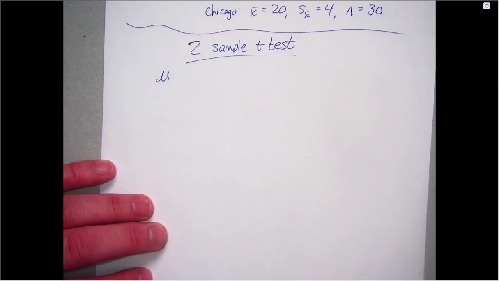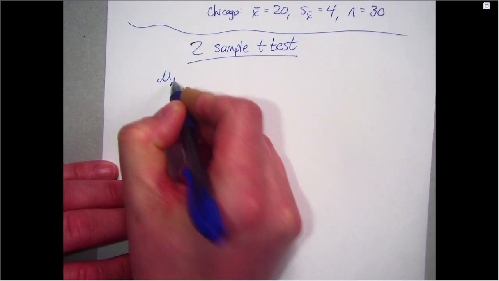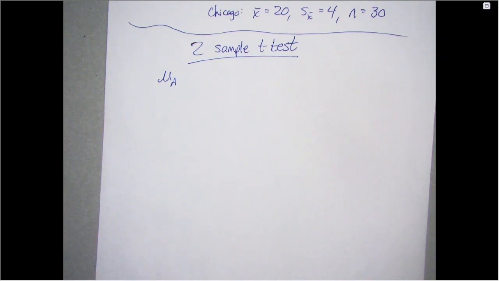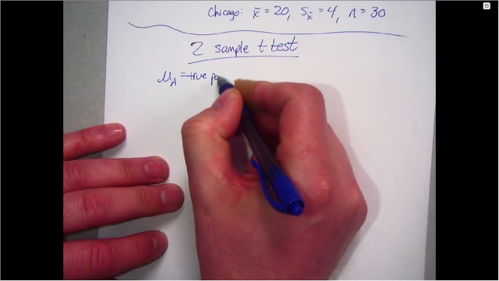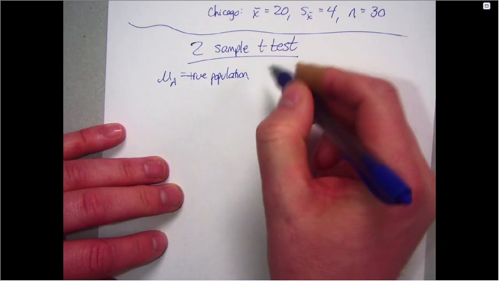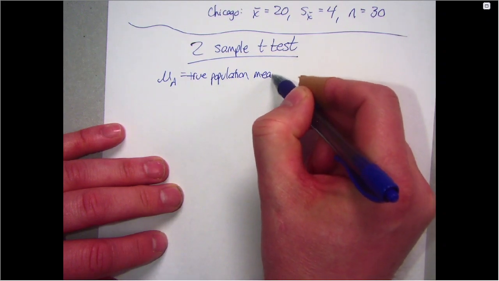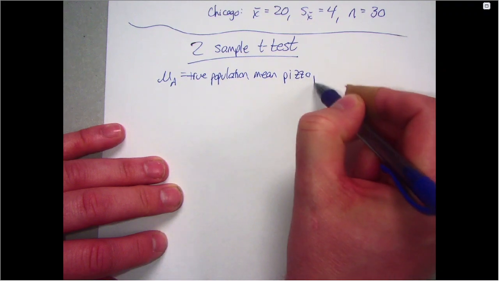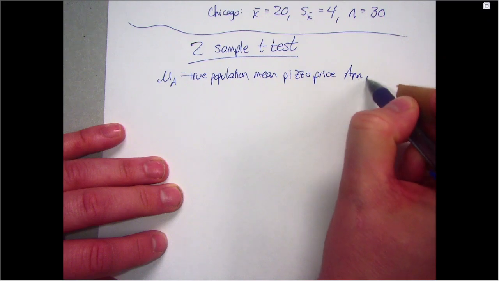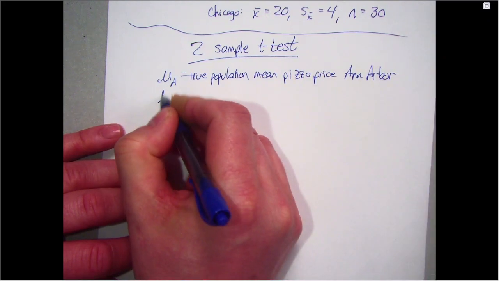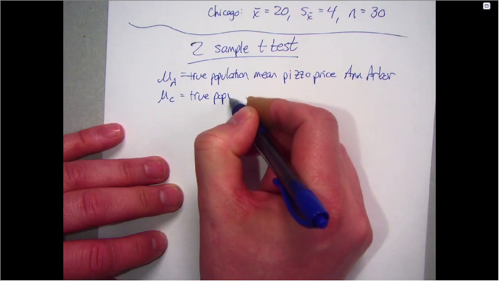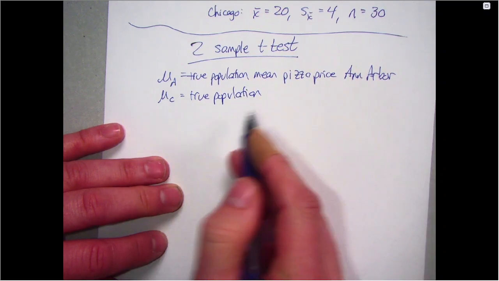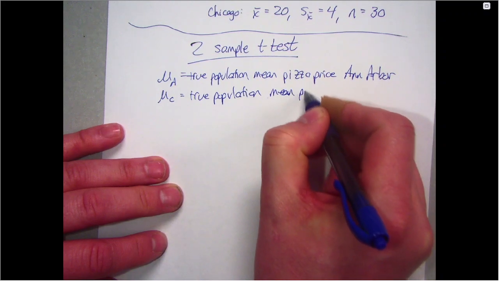We'll start by saying, let's do mu A and mu C for Ann Arbor and Chicago. You can do mu 1 and mu 2. So mu A is the true population mean pizza price in Ann Arbor. And then mu C, true population mean pizza price in Chicago.